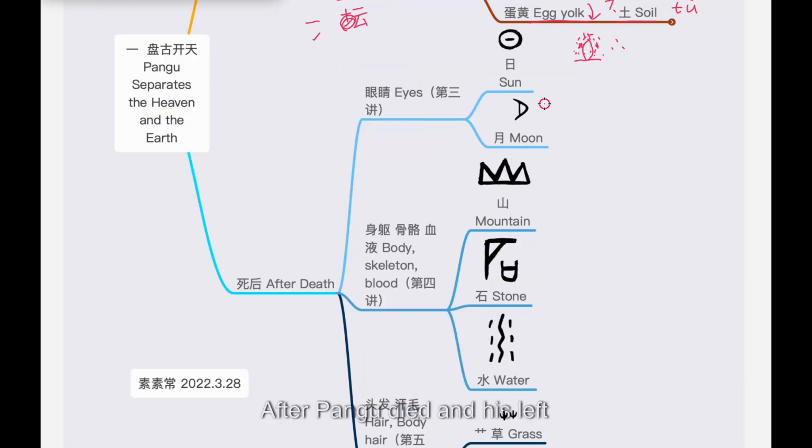After Pangu died and his left eye became the sun. This is an easy one, right? We change this round shape into a rectangle. We draw a line between. Fourth tone. And his other eye became 月.